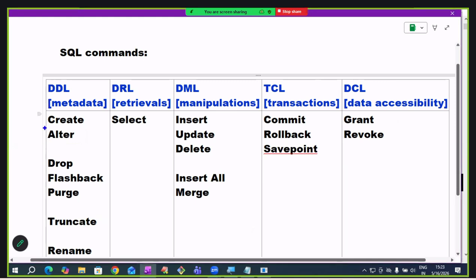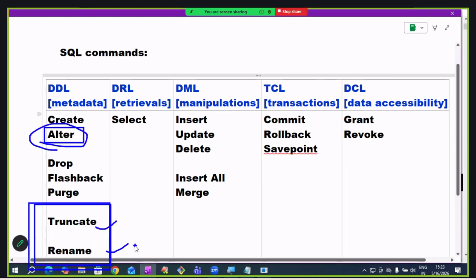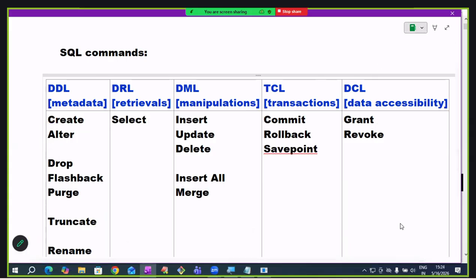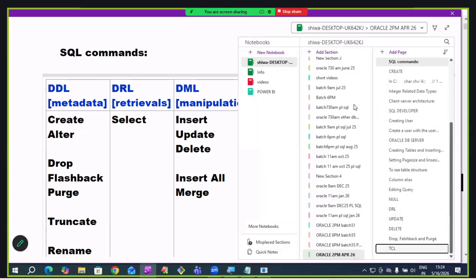Okay. So now, in this, we need to discuss alter, truncate, and rename. Now we are discussing alter. On Monday, we discuss truncate and rename. See the alter command now. Pay attention, listen carefully.